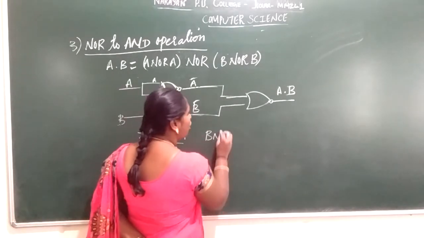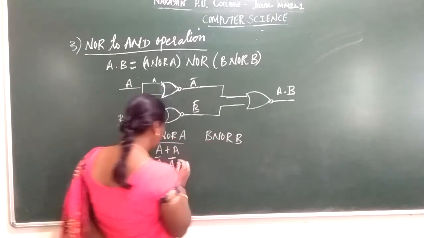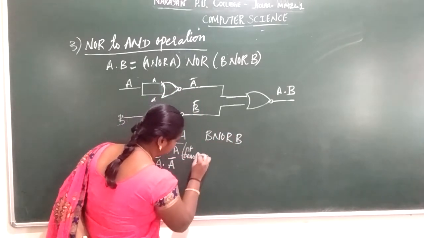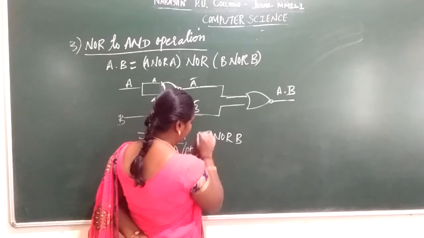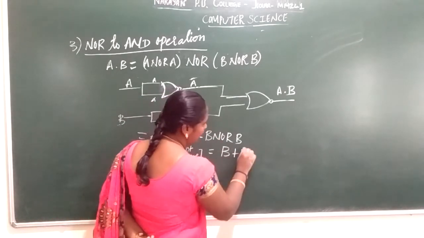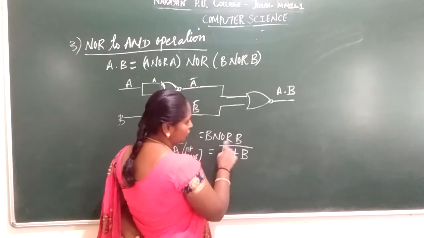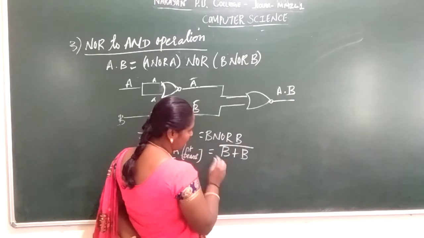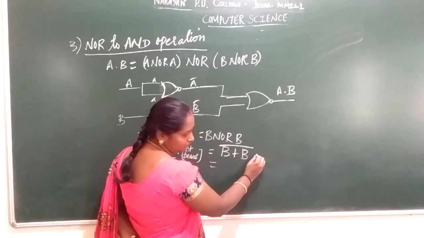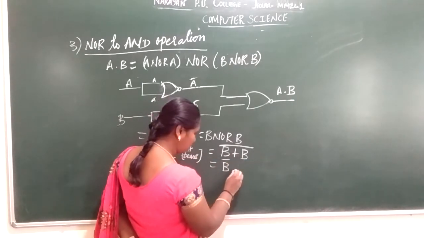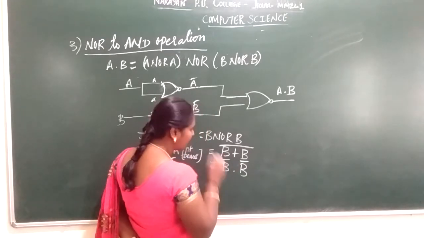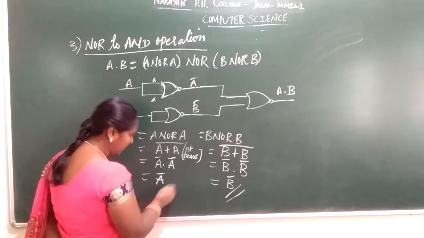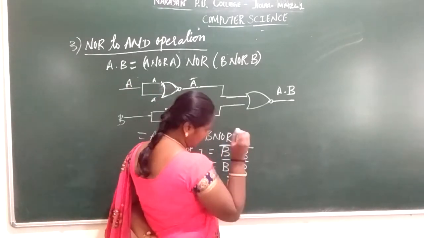Similarly for b NOR of b, I am using De Morgan's first theorem. Again this can be written as b NOR of b is nothing but b plus b, written in the form of symbol NOR. NOR is nothing but your OR operation followed by complementation. So again using De Morgan's first theorem, b into b bar. So that is nothing but b bar. So for a NOR of a it is a bar, and for b NOR of b it is b bar.